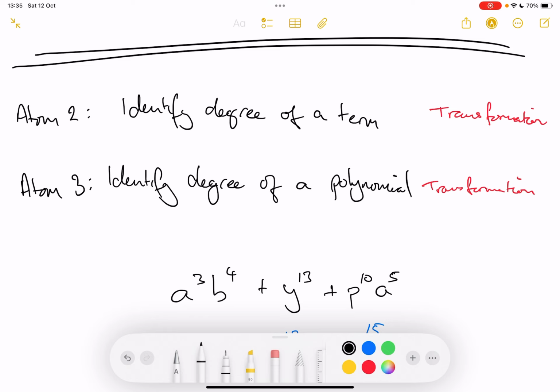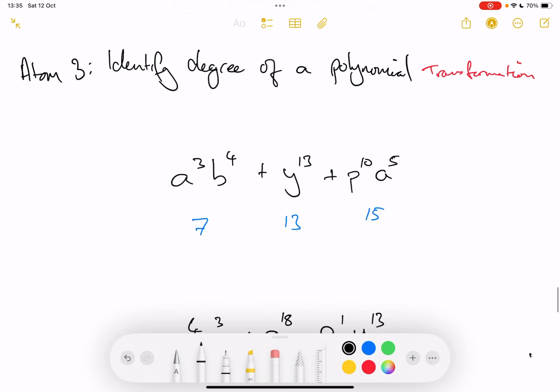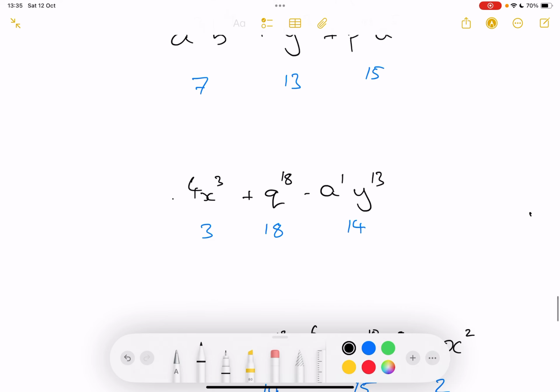For the next examples, the degree of each term has been worked out for you. The degree of this polynomial is 15. The degree of this polynomial is 18. Each time, the highest degree term gives the degree of the polynomial. Your turn.